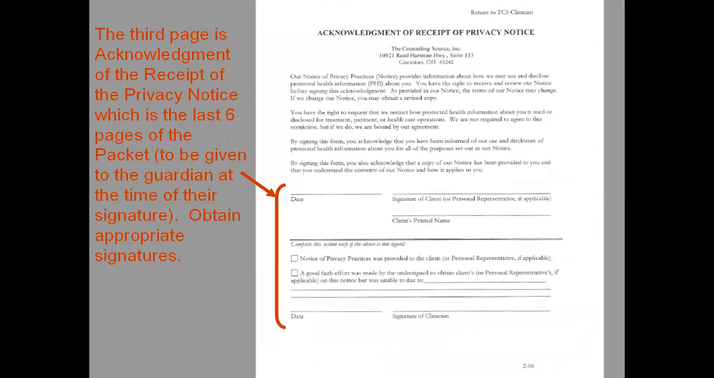And once again, the third page is the acknowledgement of the receipt of privacy notice, as with the Middletown schools. And you'll obtain the appropriate signatures after handing the packet over to the guardian.